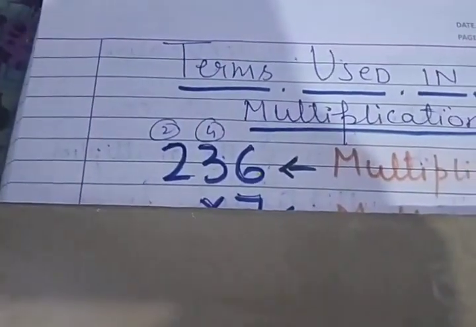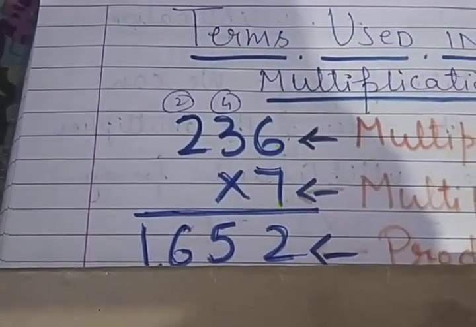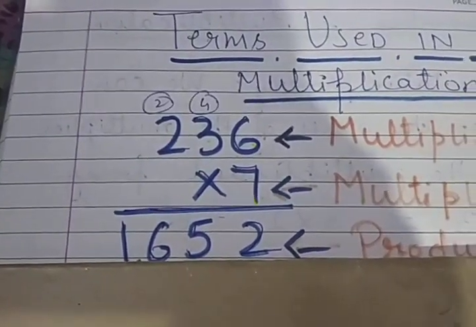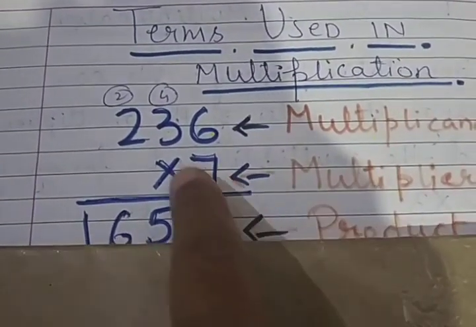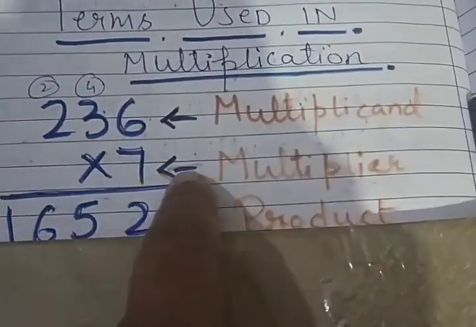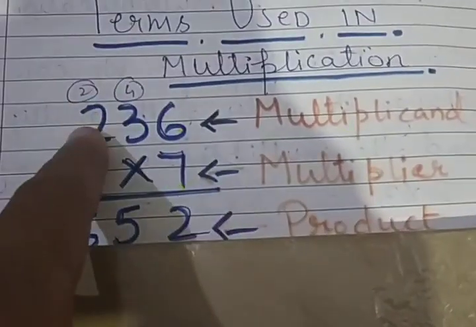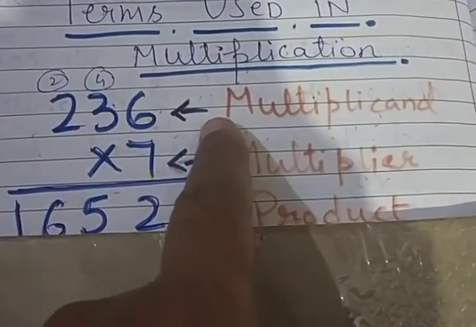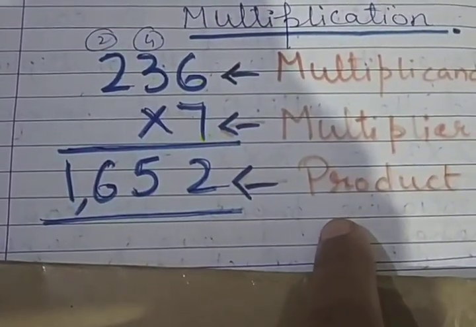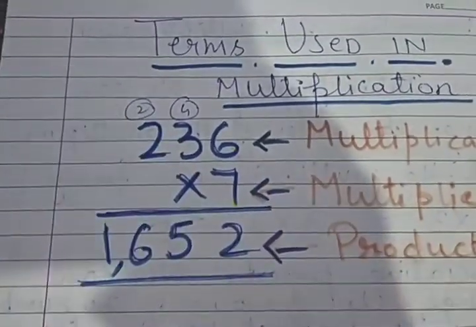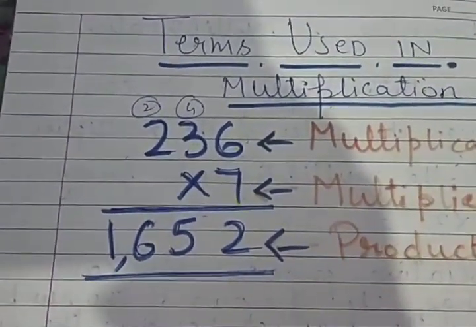We will discuss few terms of multiplication and the properties involved in it. So starting with the terms which we use in multiplication, look at the sum given over here. We have a number 236 multiplied by 7. So the number by which we multiply is called a multiplier. The number which we multiply is called a multiplicand, and the answer of multiplication is known as a product. So basically there are three terms which are involved in multiplications.